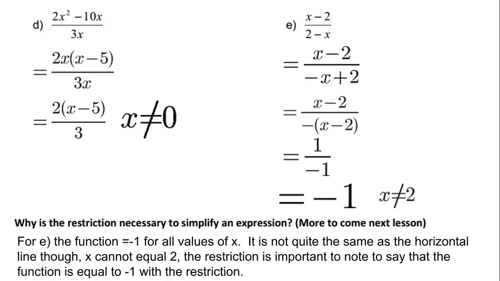So x cannot equal 2. The restriction is important to note to say that the function is equal to negative 1. So the top line is equal to negative 1 with the restriction. It's not equal to negative 1 without the restriction. We have to state that it has a restriction. I said this before, that a computer would actually be able to say that x cannot equal 2 if you were to sub this in, but if you were to sub this guy in, you have to tell it that x cannot equal 2. And so if you leave that restriction out, you don't have the whole story. You've got to paint the whole picture.